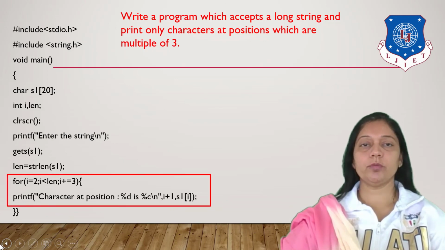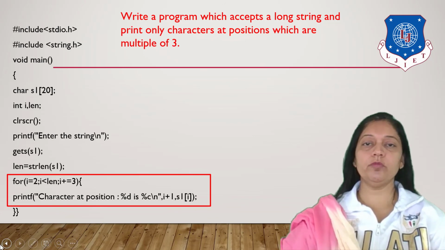Take a loop. I want to print every third character. So the first third character would be at index 2, so I'll start my loop with i equal to 2. This i should be incremented by 3, so i plus equal to 3 in the update part. For how long do you want to increment the value of i? Up to the length of the string. So the condition would be i less than len. So this is my loop.